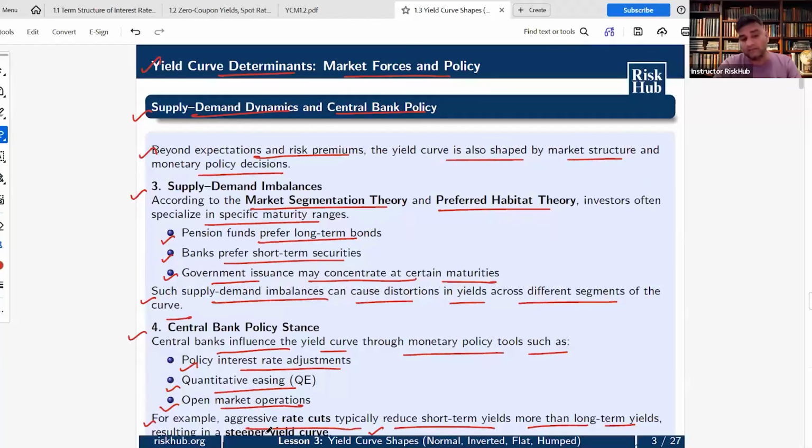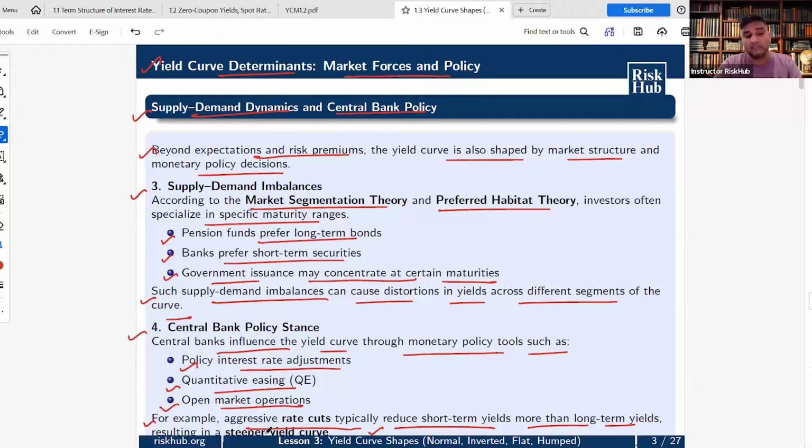So these are the two more drivers which are added on to the two on slide number two, which is the previous slide. Driver three: supply and demand across maturity buckets. Driver four is the central bank policy. An example given are pension funds at the long end, banks at the short end, and government issuance concentrated at chosen maturities. Each of these creates a local supply-demand imbalance, which shows up as a kink, or a rich or a cheap point on the curve.